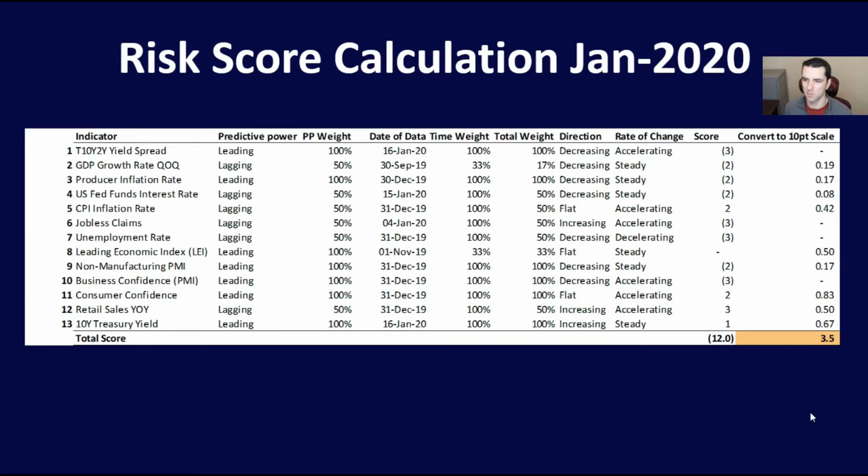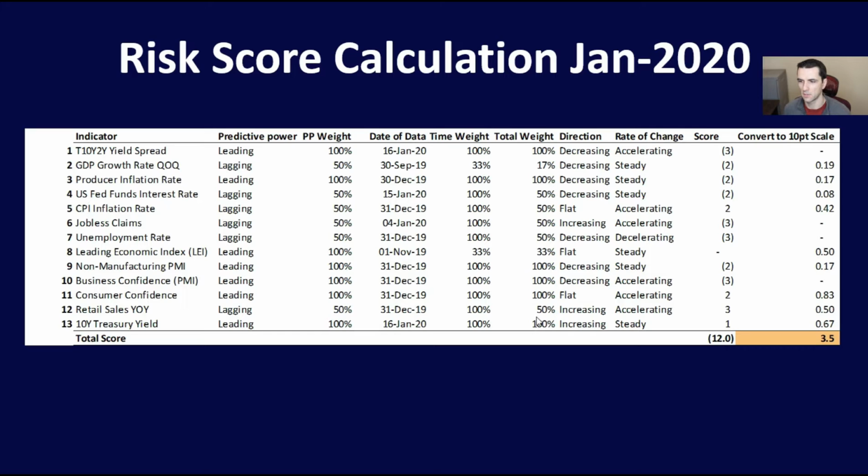Just a quick little reminder for those who are new to this type of analysis. I'll just quickly run through my process. So we've got my 13 indicators that I track here. Their predictive power classification, that is whether they're a leading or lagging indicator. The predictive power weighting based on that classification. The date of the data, which also gives me a time weight. The older the data, the less weight it gets. The newer the data, the greater weight it gets.